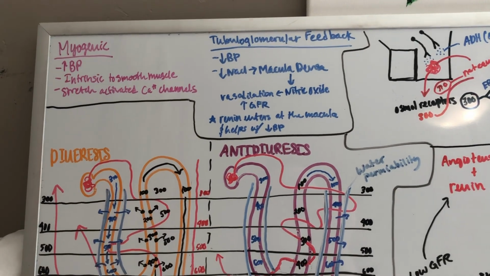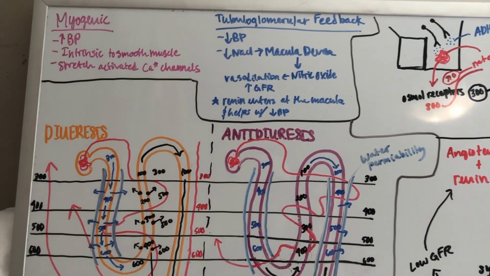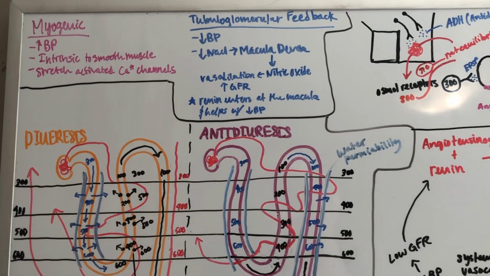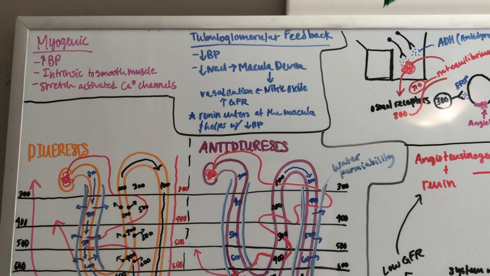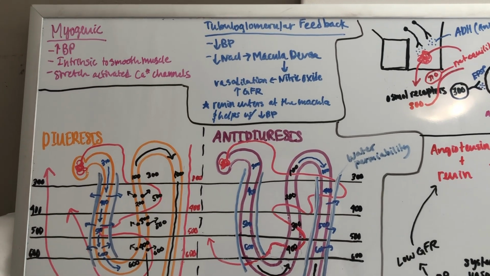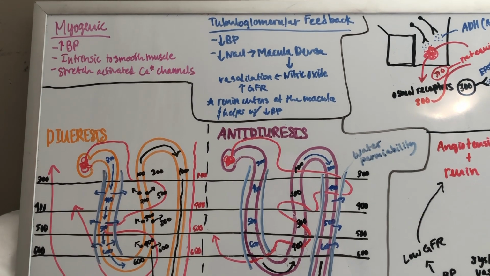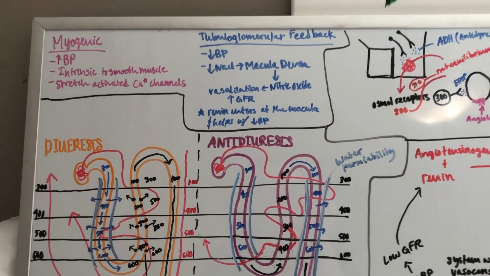And the macula densa is what controls the nitric oxide, which is what controls vasodilation. And if you have vasodilation, that leads to increased GFR. So, in relation to this, if renin enters at the macula, it helps with the decreased BP. So it'll increase that BP.